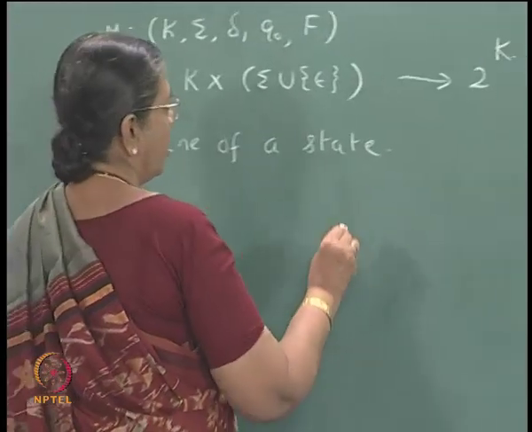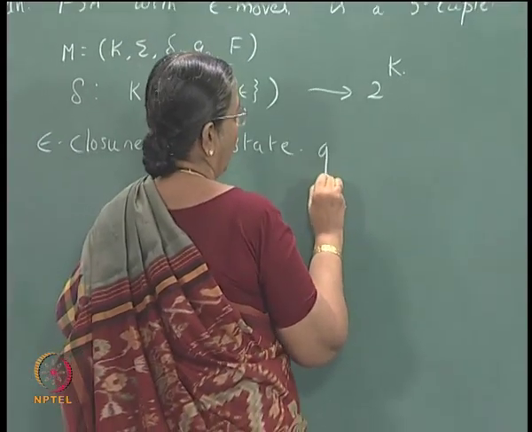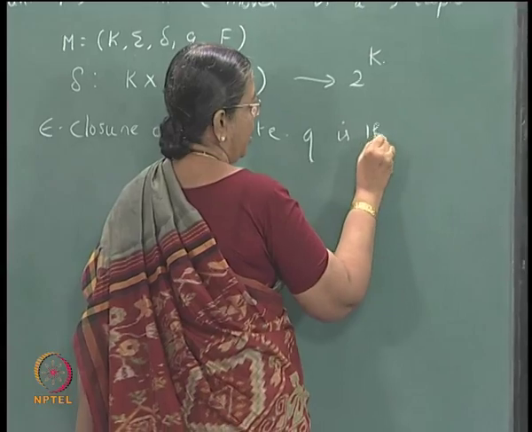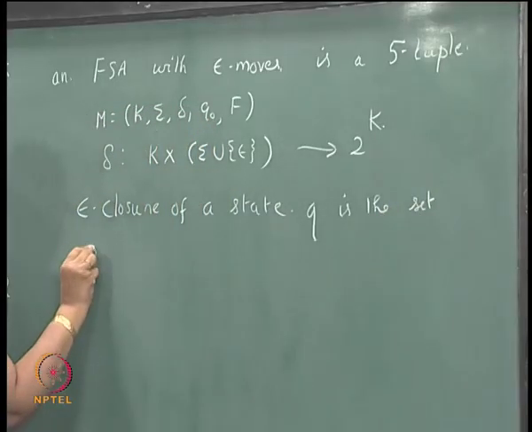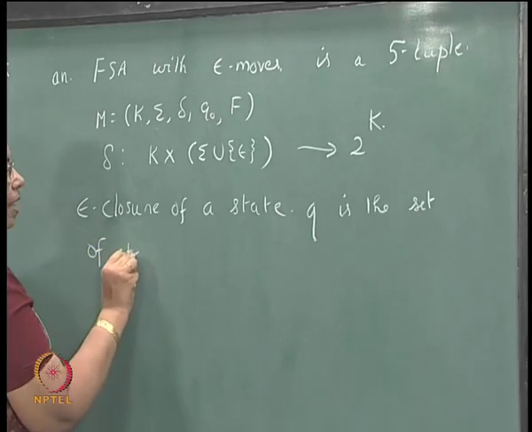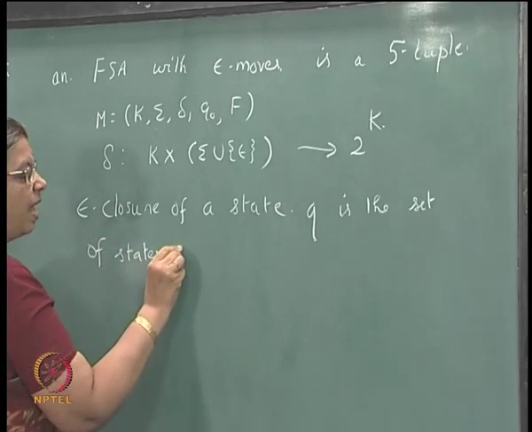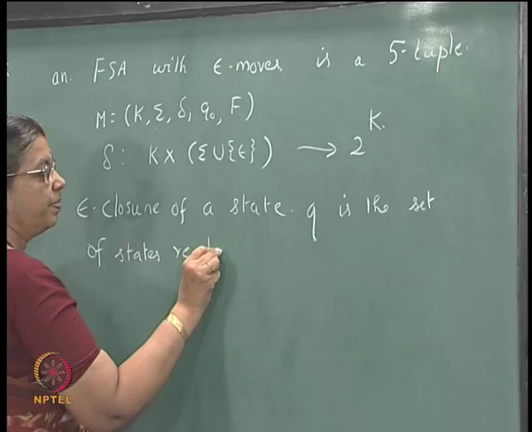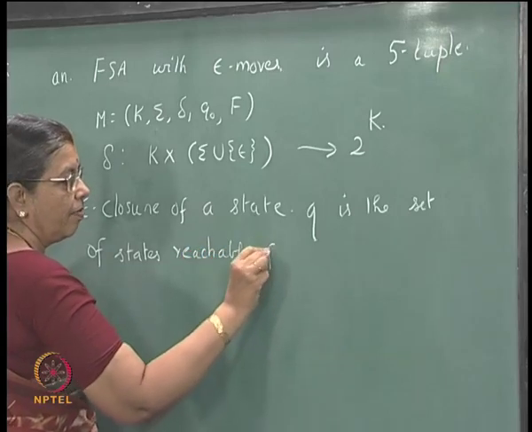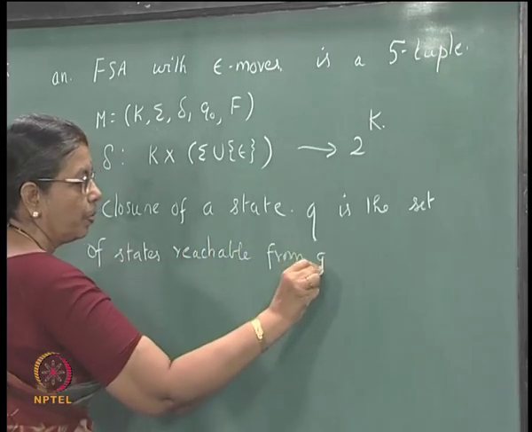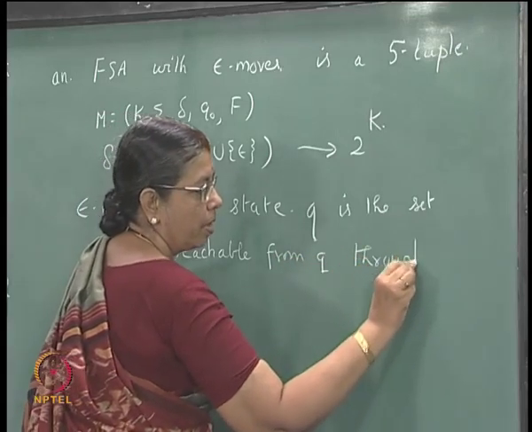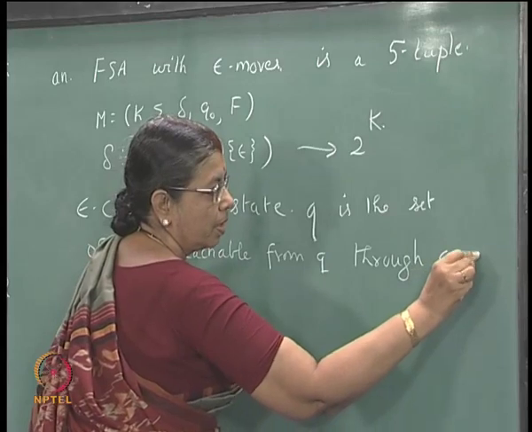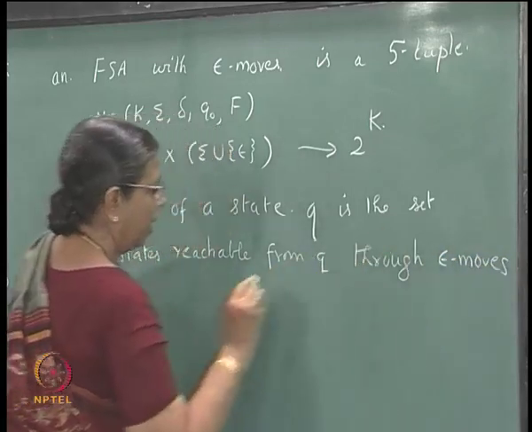The epsilon closure of a state Q is the set of states reachable from Q through epsilon moves, including itself.